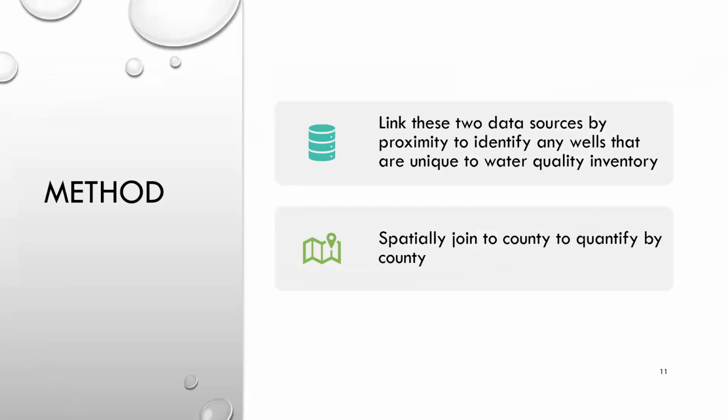So the method that I used was to try to link these two data sources by proximity, to identify if they were the same well, and then to find out if we had any unique wells in the water quality inventory that weren't in the permit data set. And likely this is true because we know a lot of people use wells that aren't permitted. And then these were spatially joined to county.